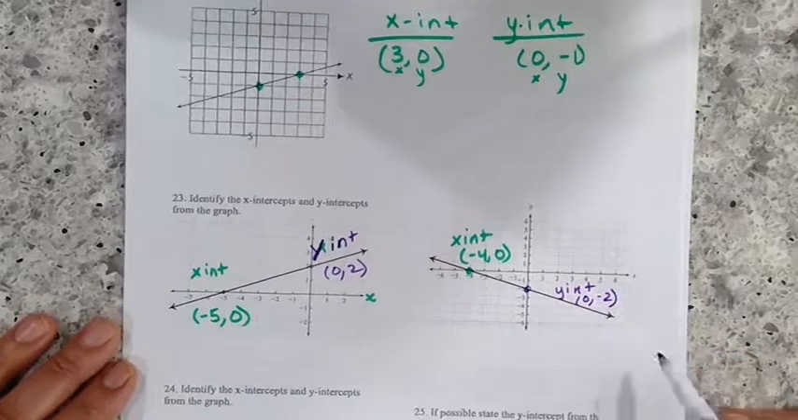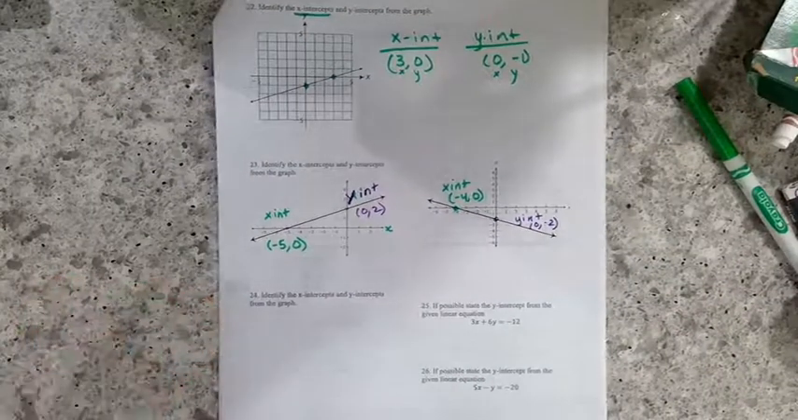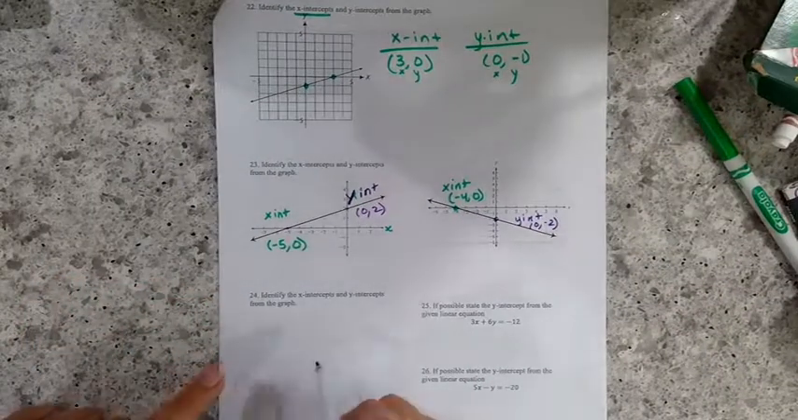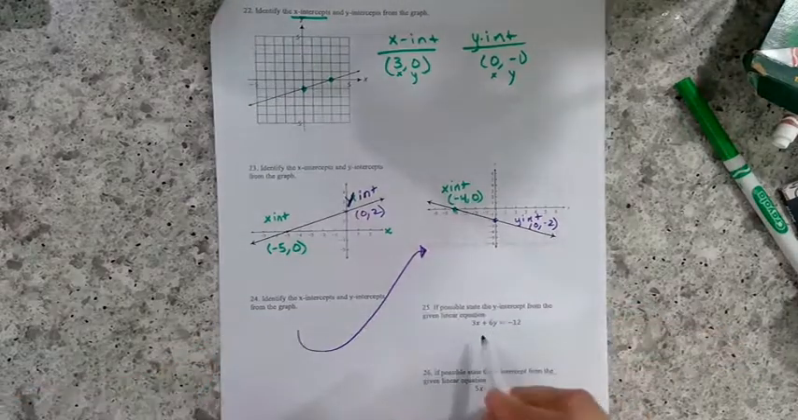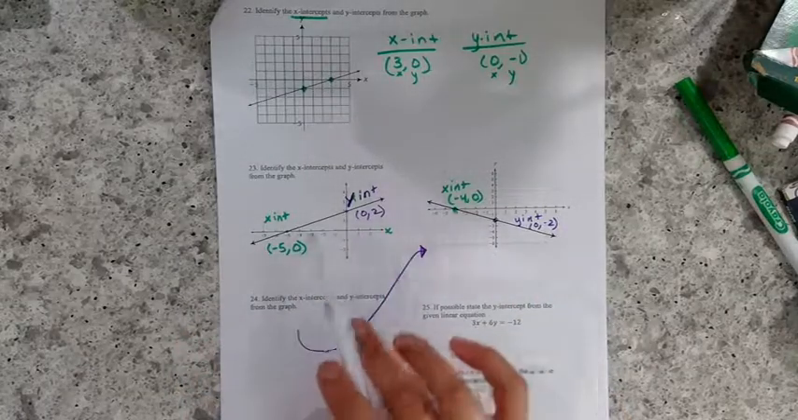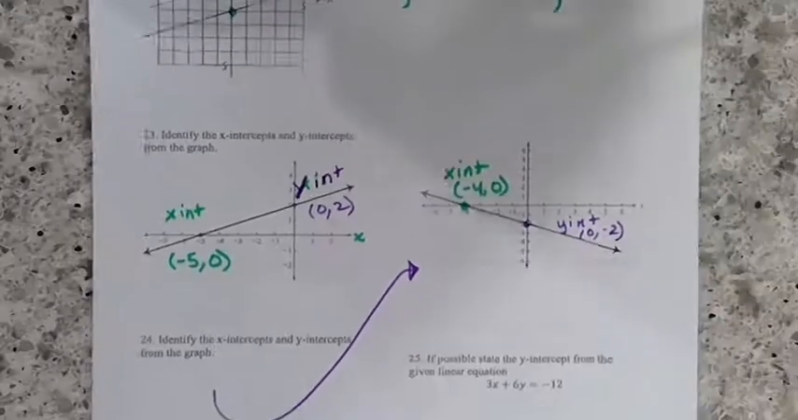So be careful when you actually take your real test that you go slow. Sometimes when you think problems are easy, that's when you make the most mistakes because you're like, oh, it's so fast. And, oh, this was problem 24. Okay, so from the graph, it's easy to see the x and y intercepts. It's wherever it crosses the x-axis or the y-axis.